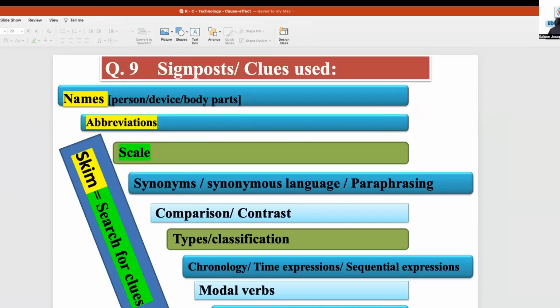Just to glance over, I'm not going to explain any of these: the signposts or the clues or the strategies, whatever you want to call it. Names of person, device, body parts, abbreviations, scale, synonyms, synonymous language, paraphrasing, comparison and contrast, types or classification, chronology, time expression, sequential expressions, modal verbs, the number or measurement, percent, percentage. Today we'll be focusing on name, scale, synonym, comparison and contrast, then modal verbs, number, and percentage. We'll be taking just 1 or 2 paragraphs and see all these strategies, identify these strategies, and get acquainted with this.